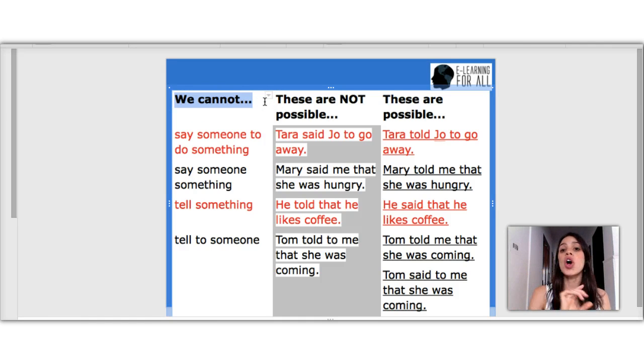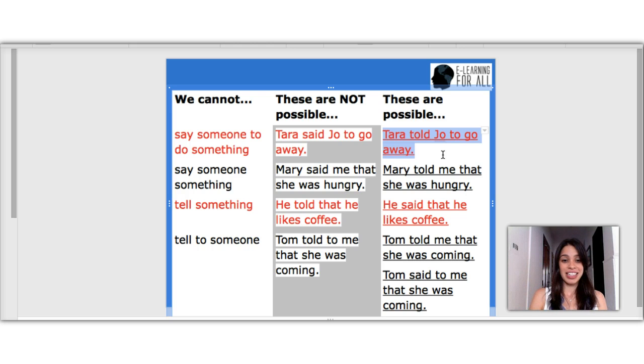It's not correct to say someone to do something. We cannot say someone to do something. Let's see the example. Tara said Joe to go away. This is not possible. This is not correct. When you want to give an instruction, you cannot use the verb to say. You have to use the verb to tell. So the correct form would be Tara told Joe to go away. Okay? Can you repeat that? Tara told Joe to go away.